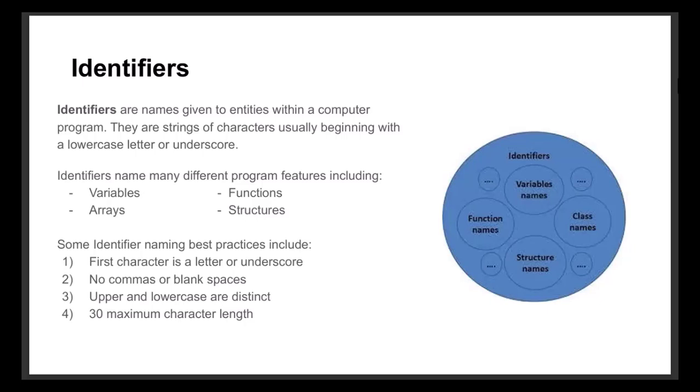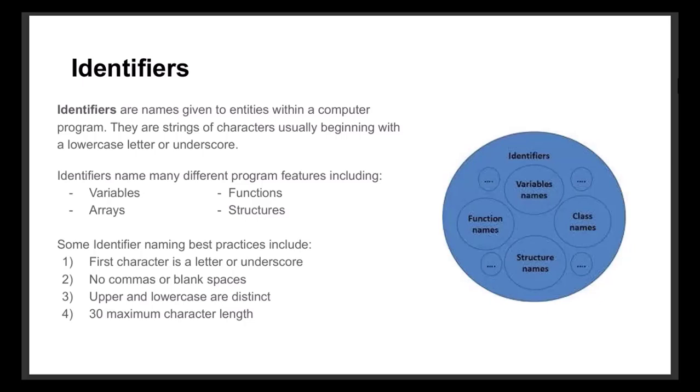When naming an identifier, there are some best practices you should use. First, you should make sure that the first character in your identifier name is either a letter or an underscore. You typically don't want to use numerical values in your identifier names because many times the values that will be contained within specific program elements will have a numerical value. A lot of times we will be doing mathematical functions and expressions, and it's best practice to use letters or the underscore symbol. Your identifier names should also contain no commas or blank spaces.